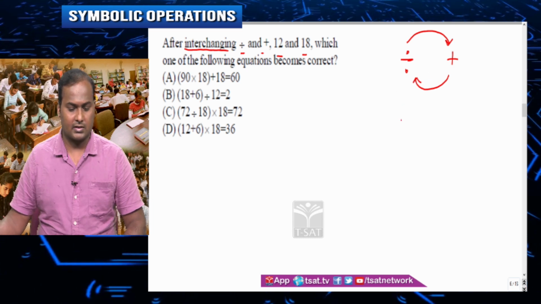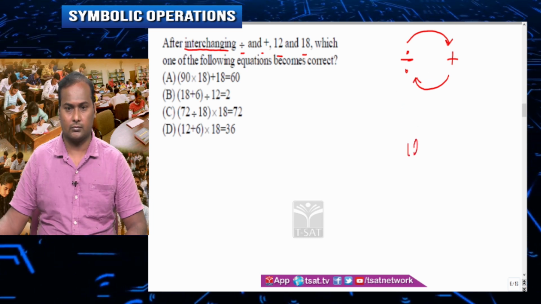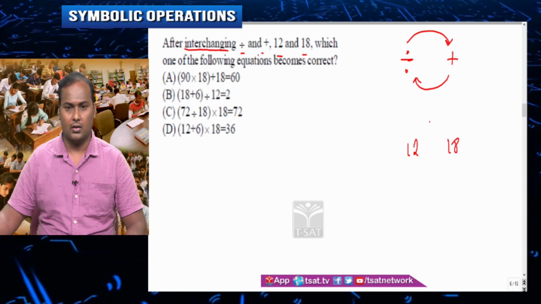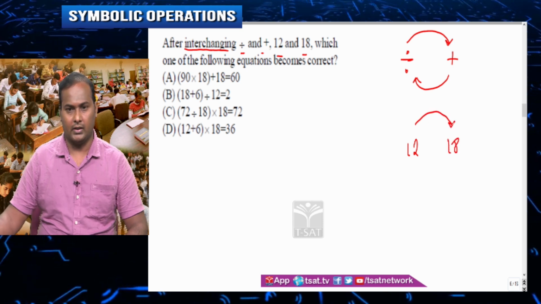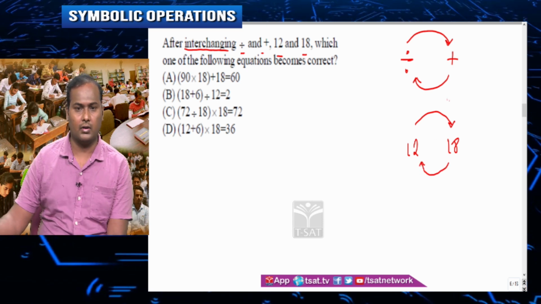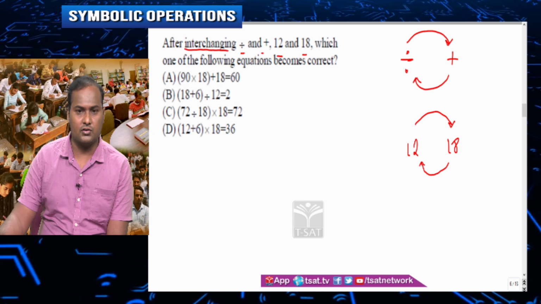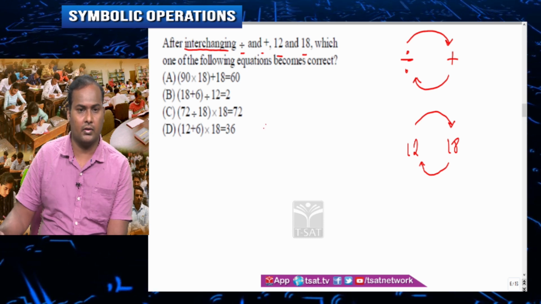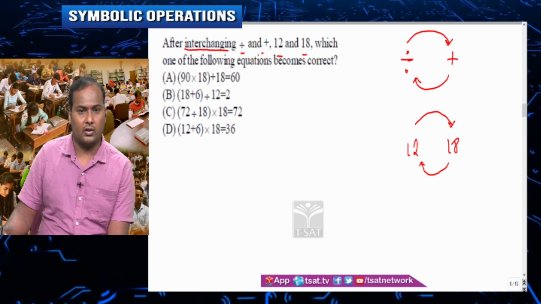In the same way, it asks to interchange between 12 and 18. Wherever you see 12, you have to put 18, and wherever you see 18, you have to put 12, and then go for the calculation. Again, it's time consuming. Mainly this type of question is given to check the calculation ability of the student.